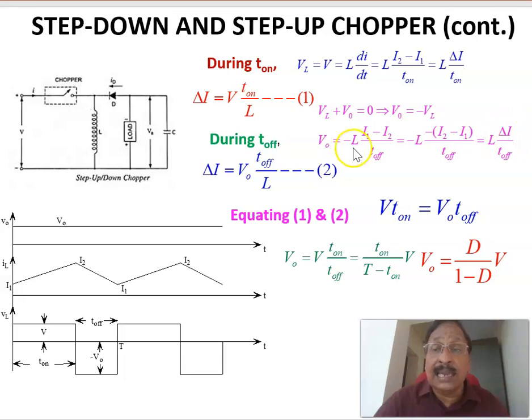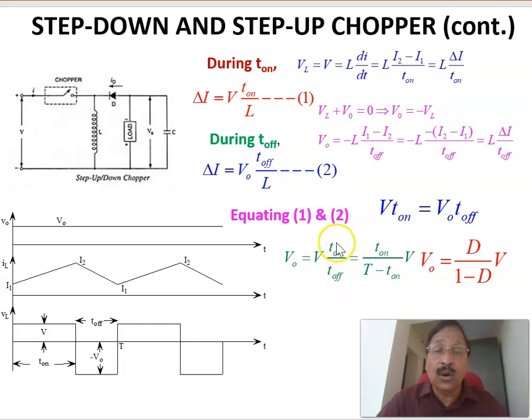Or delta I can be written as delta I equal to V0 into T off divided by L. That's the second equation, that is during the off period. Therefore, during the on period, delta I can be written as V into T on divided by L, equation 1. During the off period, delta I, the change in current, can be written as V0 into T off divided by L. Therefore, equating equations 1 and 2, because both are delta I, we get V into T on divided by L equal to V0 into T off divided by L, or V into T on equal to V0 into T off.